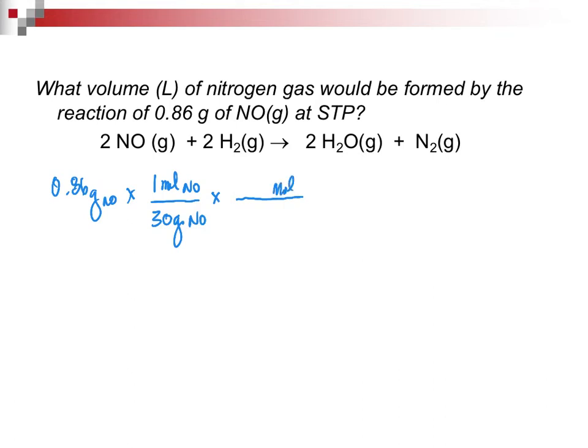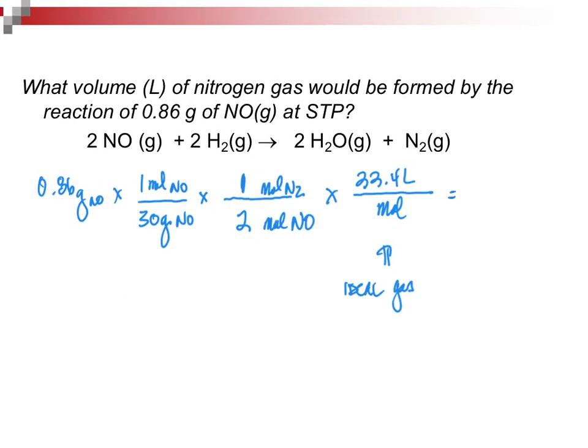We're looking for moles of N2. We have moles of NO, and we look at our equation, and we have a number 1 and a number 2. Now, the reason we're doing this is we're saying this is an ideal gas. If we have an ideal gas, 22.4 liters for every mole, and we will come up with 0.232 liters of nitrogen gas.